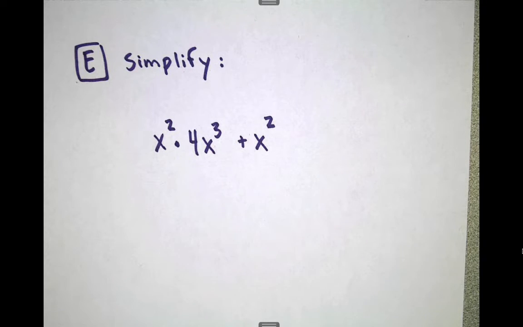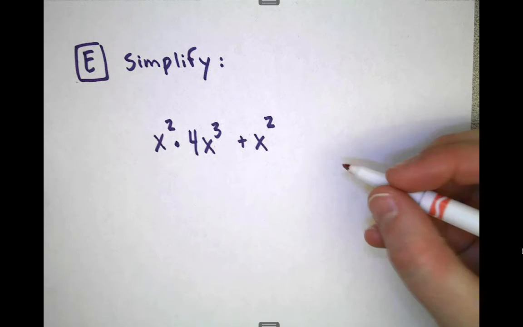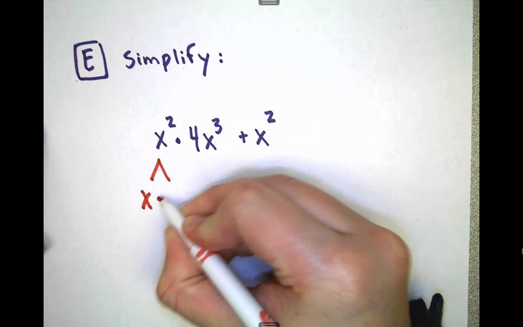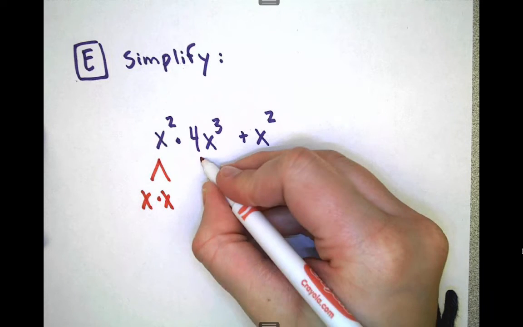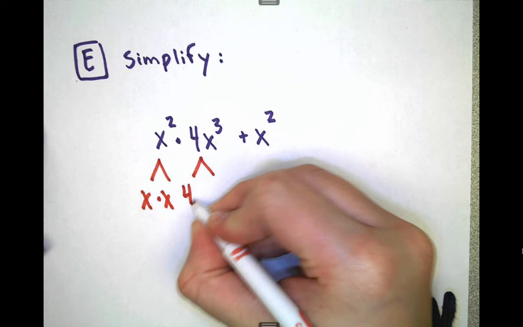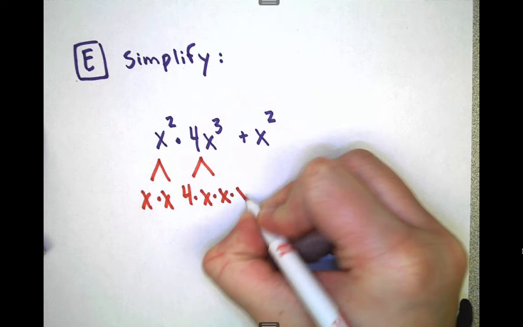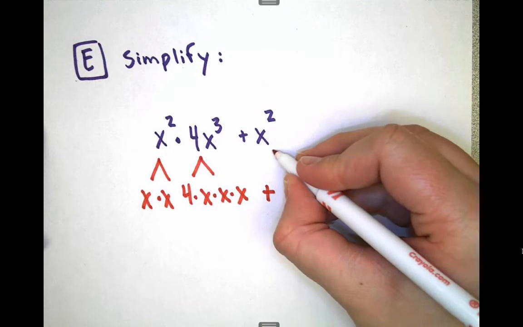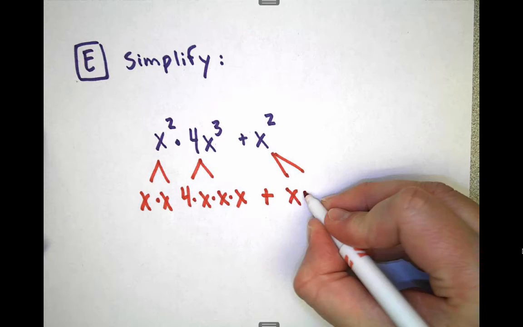Let's give this a shot. So what do we have here? Well, we have no parentheses. We have x squared, which we know is x times x. We have 4x to the 3rd, or 4x cubed, which we know is 4 times x times x times x. And then we're adding on x squared. So I'm going to say plus x squared is going to break down into x times x.